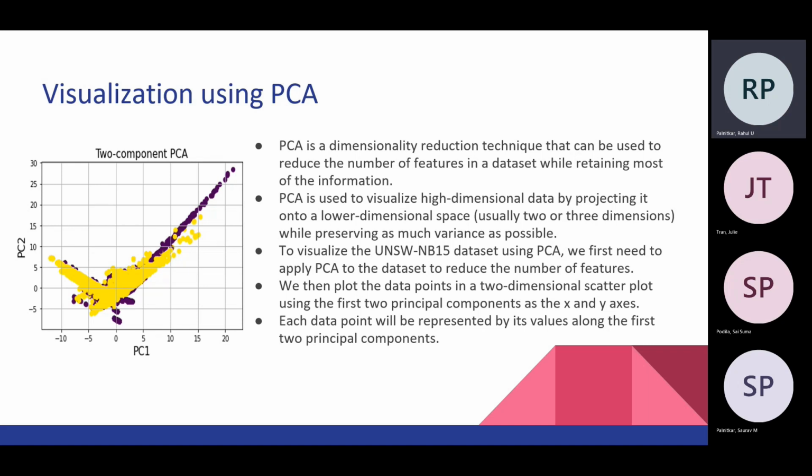So in our case, we first applied PCA to the dataset to reduce the number of features and then plotted the data points into 17 types like PCA1 to PCA17. And finally, we plotted PCA1 and PCA2 against each other for better visualization purposes.